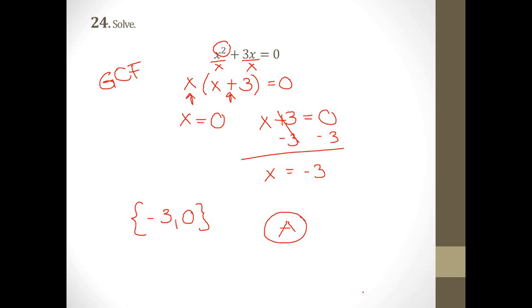Okay. Now, are there any questions on factoring? Because I see Vanina typing away.